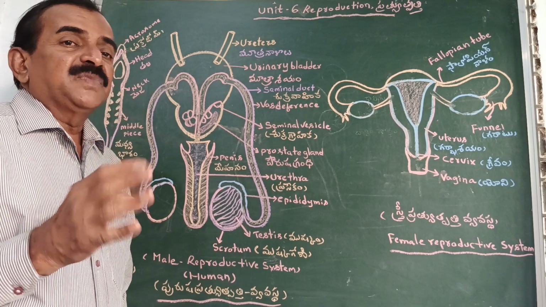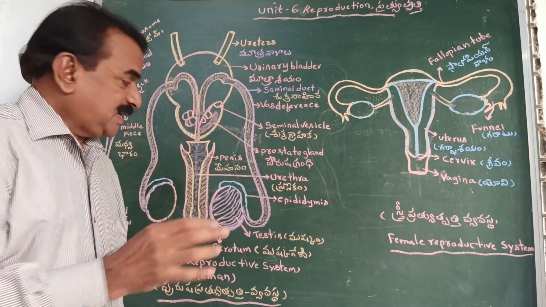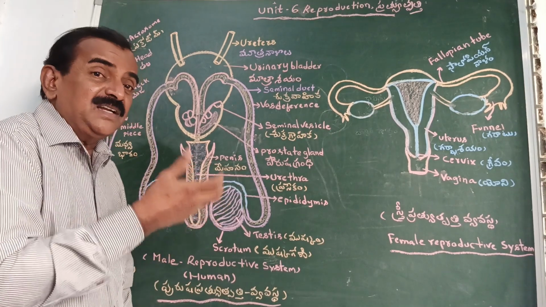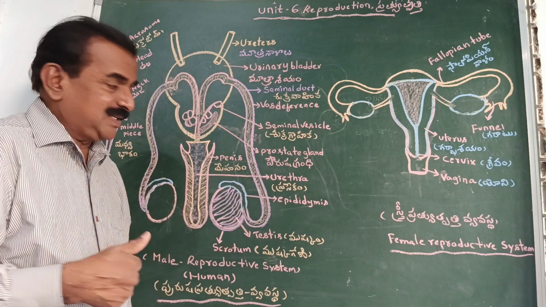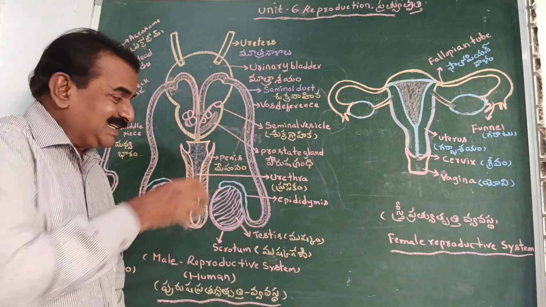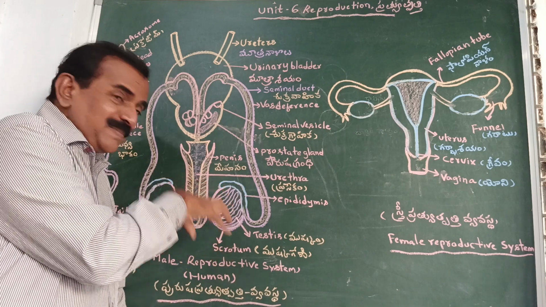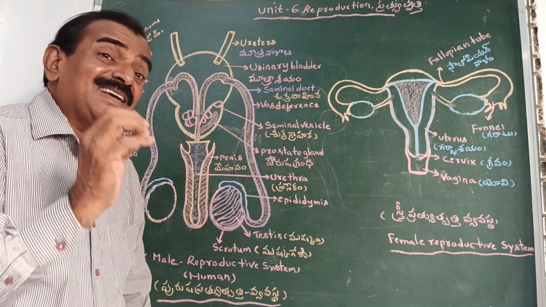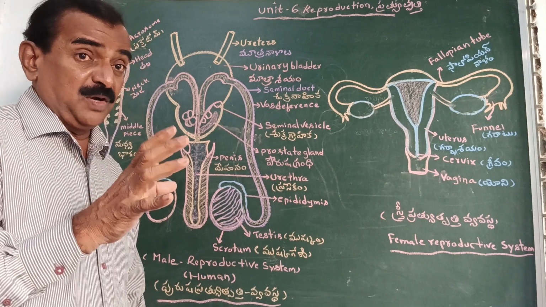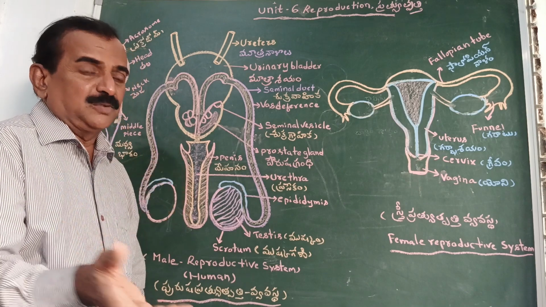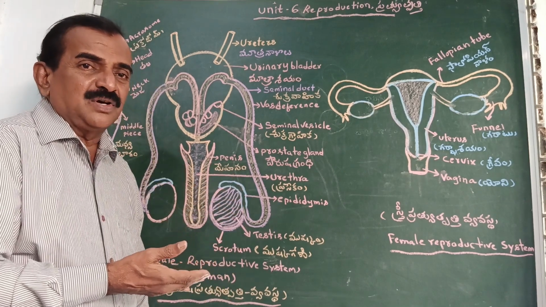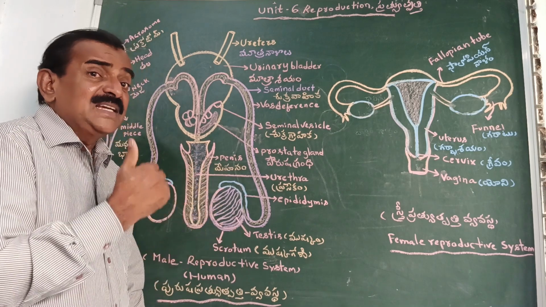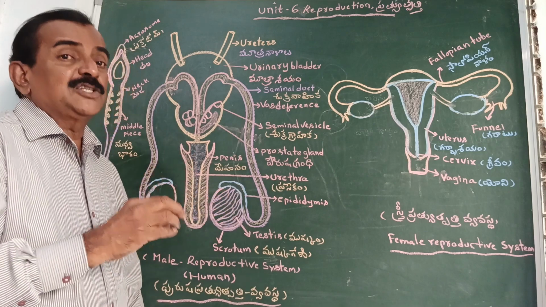In males, the testes are present outside the abdomen, and this maintains a low temperature. The testes maintain a temperature 2 to 2.5 degrees centigrade less than the body temperature, and that low temperature helps in the formation of sperm and the release of the testosterone hormone. The testes produce testosterone, the male hormone, and that hormone is necessary for the formation of sperms.